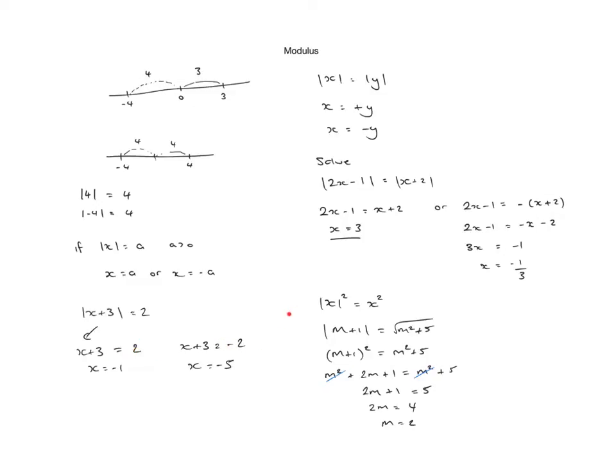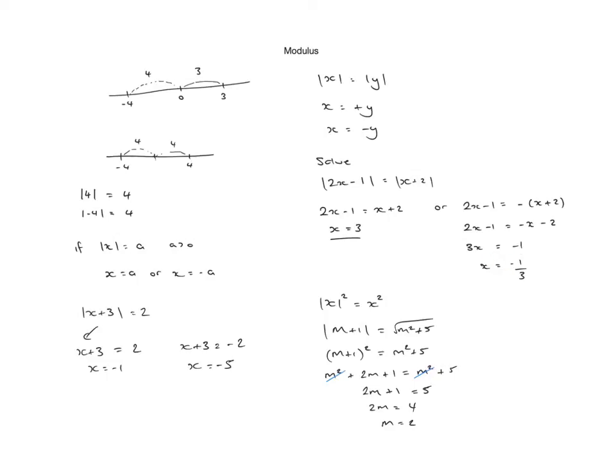The next one, if we have two moduli equal to each other, i.e. modulus of x equals modulus of y, then x is equal to the positive y, but x is also equal to the negative of that y. So again here, if we had a look here, 2x minus 1 is equal to the modulus of x plus 2. So positive is equal to positive. Solve. For the next one here, positive is equal to negative of this one here, and again solve.